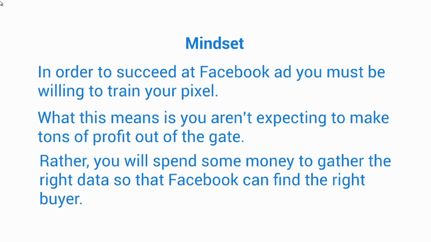Training a pixel basically means that you get traffic to your website where the pixel is located, and Facebook is able to figure out what kind of traffic is coming to your site, and of course, what kind of traffic is buying your product. So who is considered a lead and all of that. And then in the future, you can create a lookalike audience, and Facebook will go out in their database and be able to figure out who they can target and who is most likely to become your lead. So in this case, you're going to be spending some money to gather the data so that Facebook can figure out the right buyer.